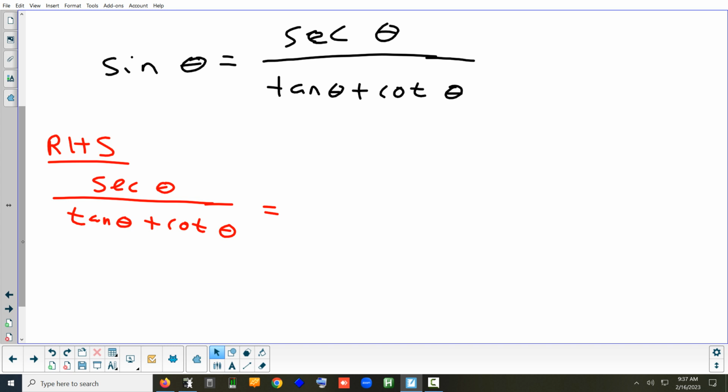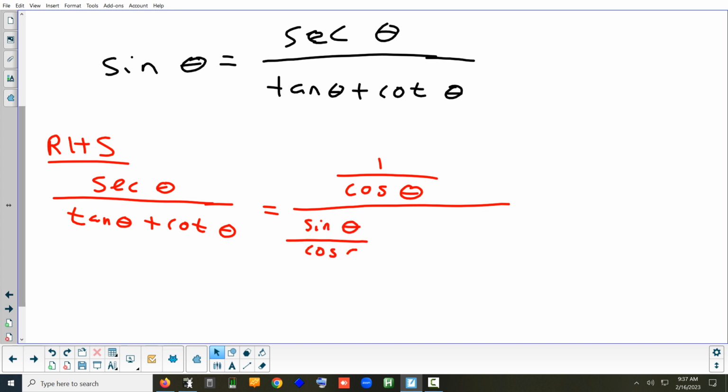Yeah? Make secant theta 1 over cosine theta. Okay, so I'm going to change everything to sines and cosines. I like that. So 1 over cosine is going to hang out up there for pretty much the whole problem. It's the bottom that we're going to be working with. What about tangent? Yeah? Sine theta over cosine theta. Okay. And what about cotangent? Yeah? 1 over tangent. Or cosine over tangent.